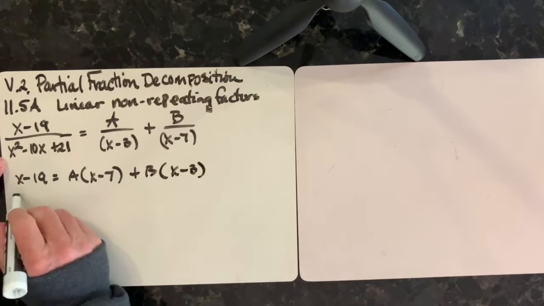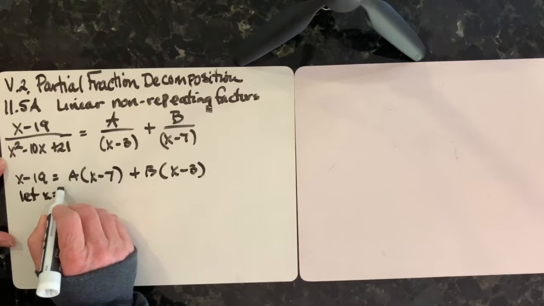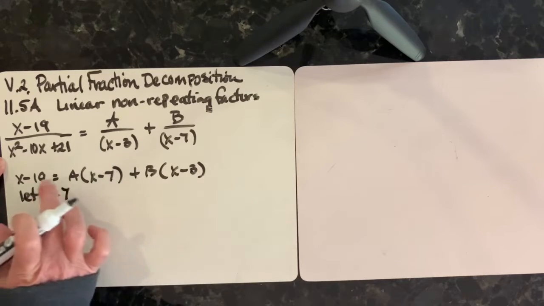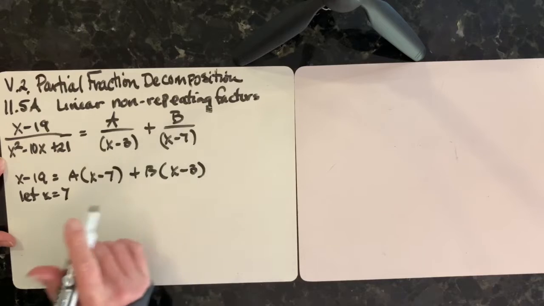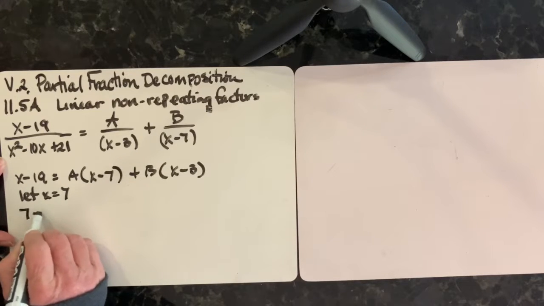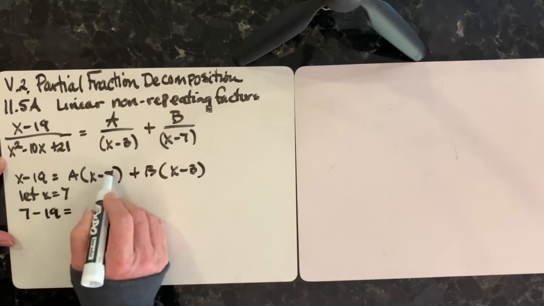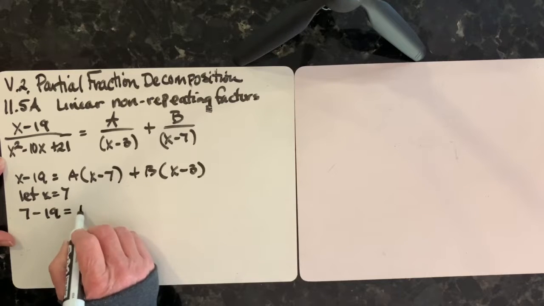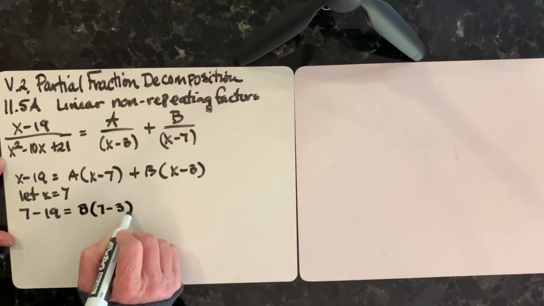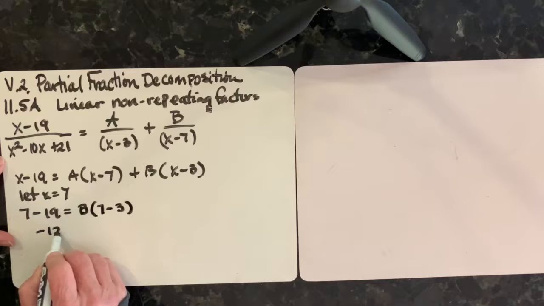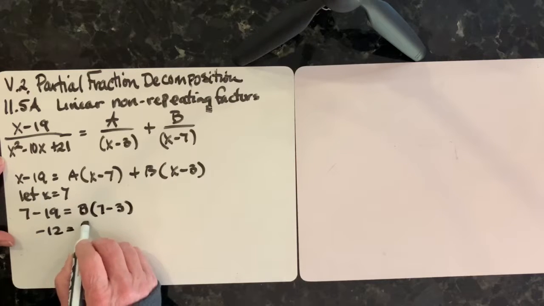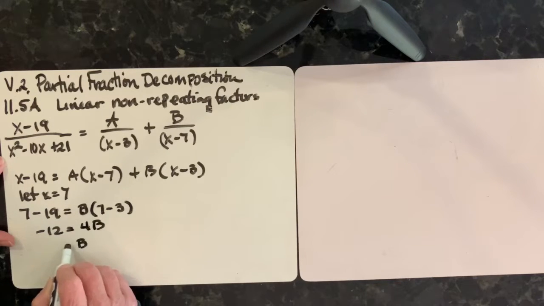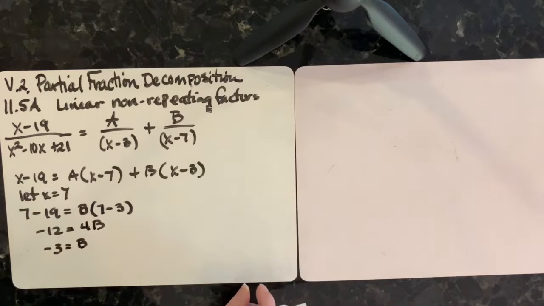So with that, we're going to let x equal 7, and we're going to solve and get rid of the a value, and I'll get the b value. So if x equals 7, we get 7 minus 19 equals, this goes away, and then I get b times 7 minus 3. So this gets me negative 12 equals 4b, so b equals negative 3.